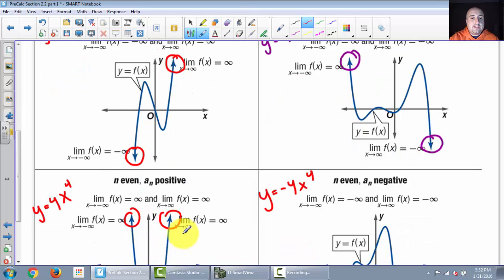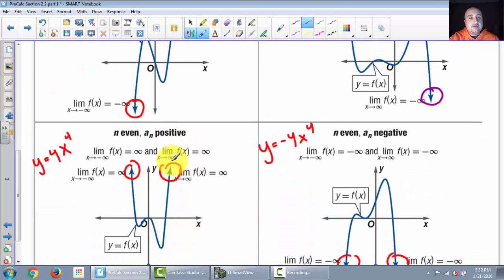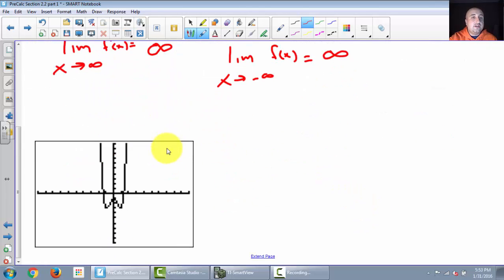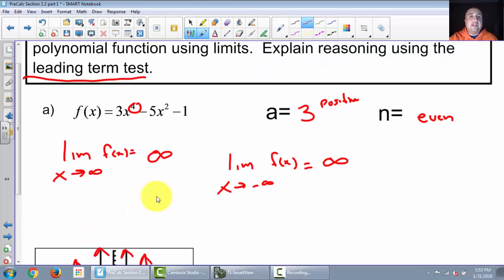So even and positive, our graph should look like this right here, where both the left and the right go up. So the left goes to positive infinity and the right goes to positive infinity. So let's see if that's true. What I did on the bottom here is I graphed this on my calculator, and we can see that the left side goes to positive infinity. As x gets bigger, my graph goes up, and as x gets smaller, my graph also goes up. So that is true. The leading term test worked for this one.